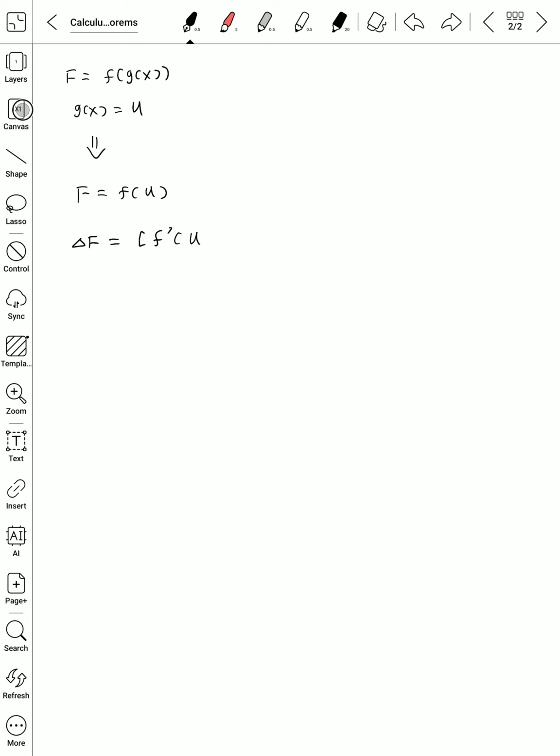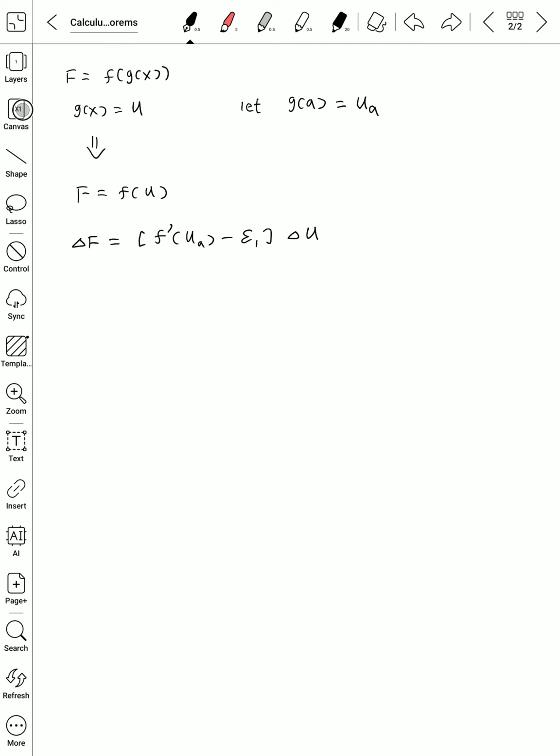But alright, so let g of a equal u of a. Then the increment of f would be equal to f's derivative at u of a minus an error term, and we're going to use epsilon 1 to denote this one, multiplied by u's increment, delta u.